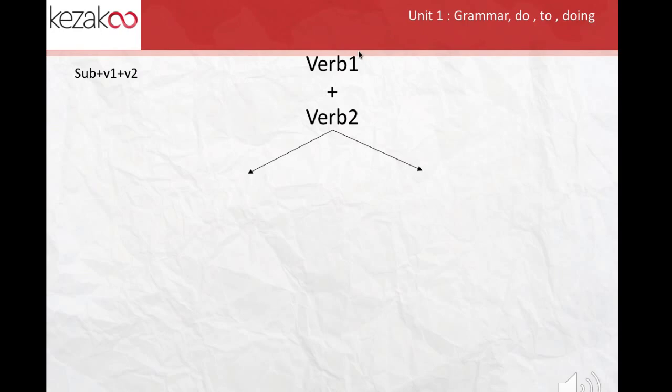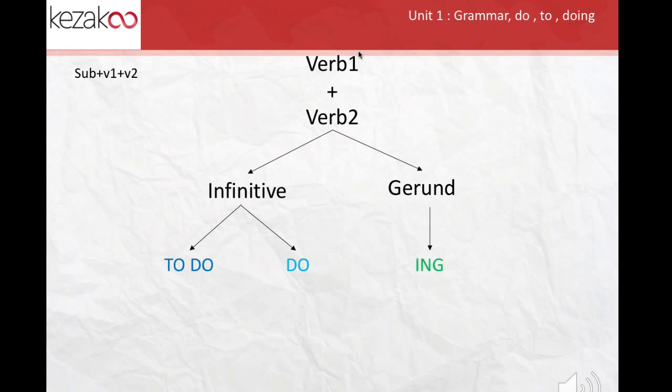There are two possibilities. So this second verb is either an infinitive or a gerund. When it is an infinitive, it is either to do or just do. It is not preceded by to. Or when it is a gerund, it finishes with ing, like doing, eating, talking. So we will go into more detail in the next examples.